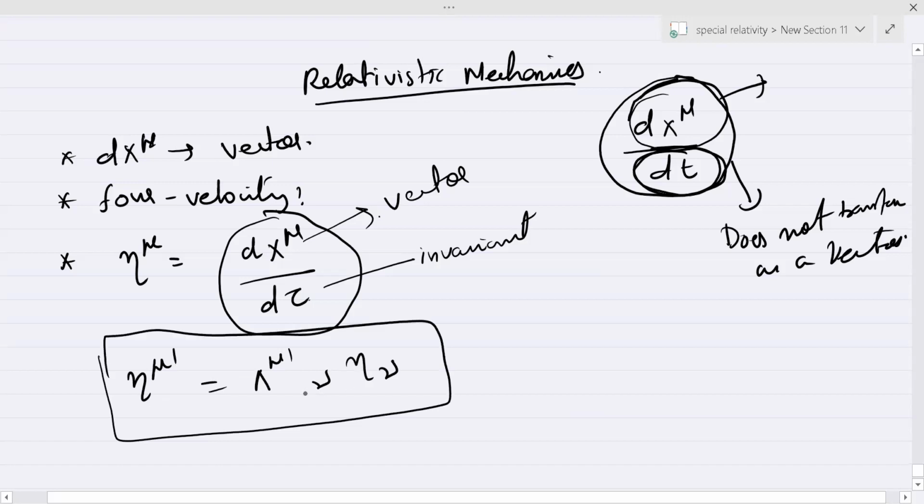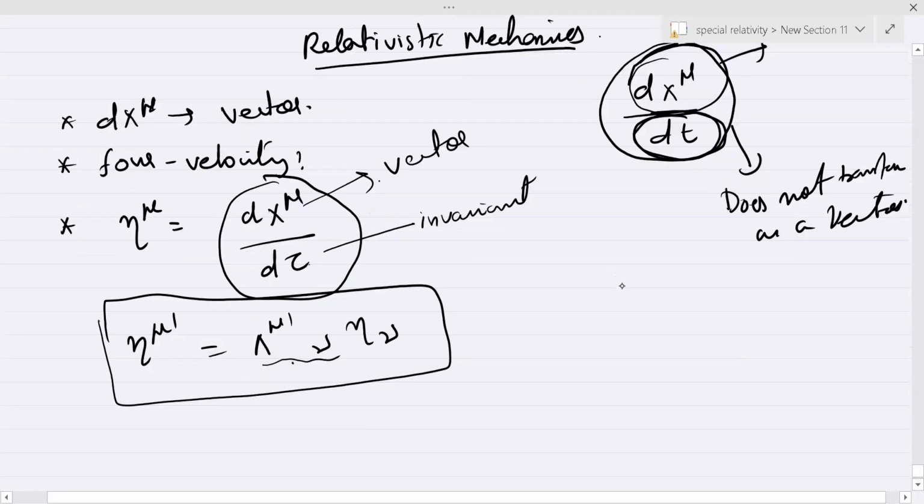Because this is the Lorentz transformation matrix. This Lorentz transformation matrix could be a boost along the x direction, or boost along the y direction, or boost along some arbitrary direction. It doesn't matter. You always know how to construct the Lorentz transformation matrix. We have already seen the example for that using cosh φ, sinh φ, and all that. So this is known as the 4-velocity.